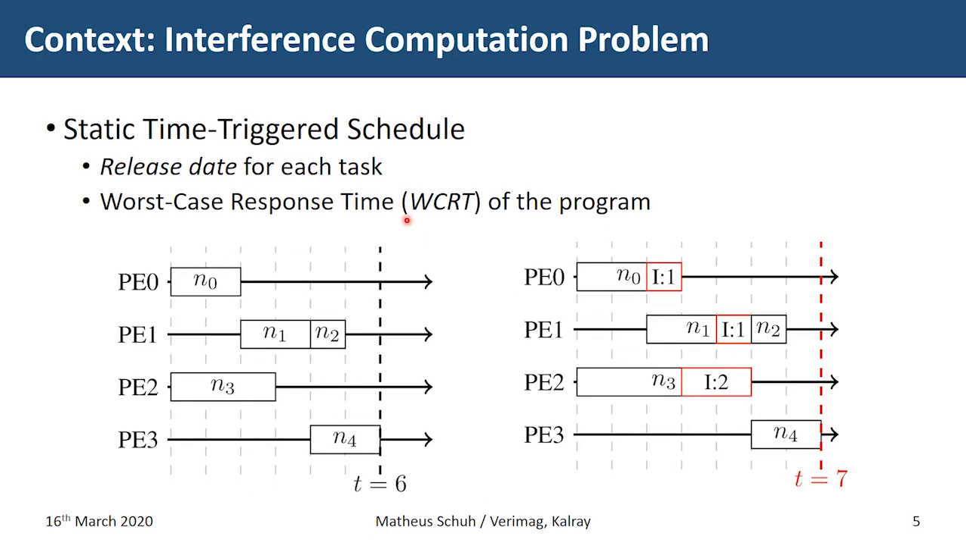The left diagram shows us a schedule where the interference was completely ignored, and the total execution time was 6 time slots. And here on the right, the interference is taken into account with the number of memory operations from slide 3, and we can see that in particular, tasks N2 and N4 started 1 time slot later because of the interference, increasing the execution time to 7 time slots.